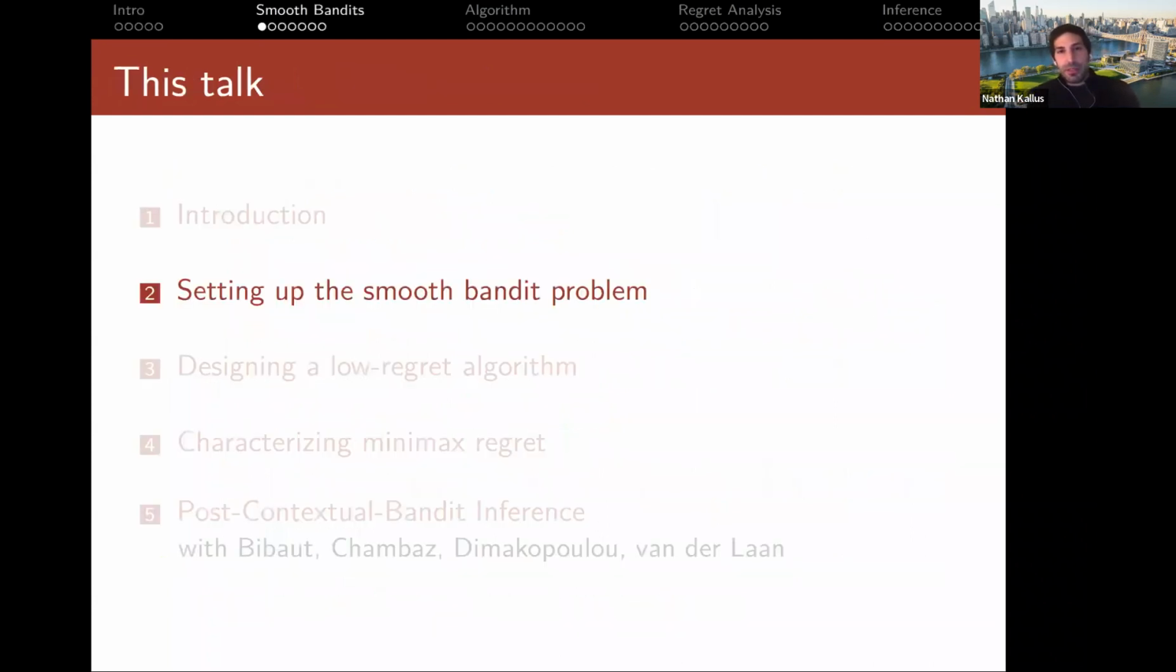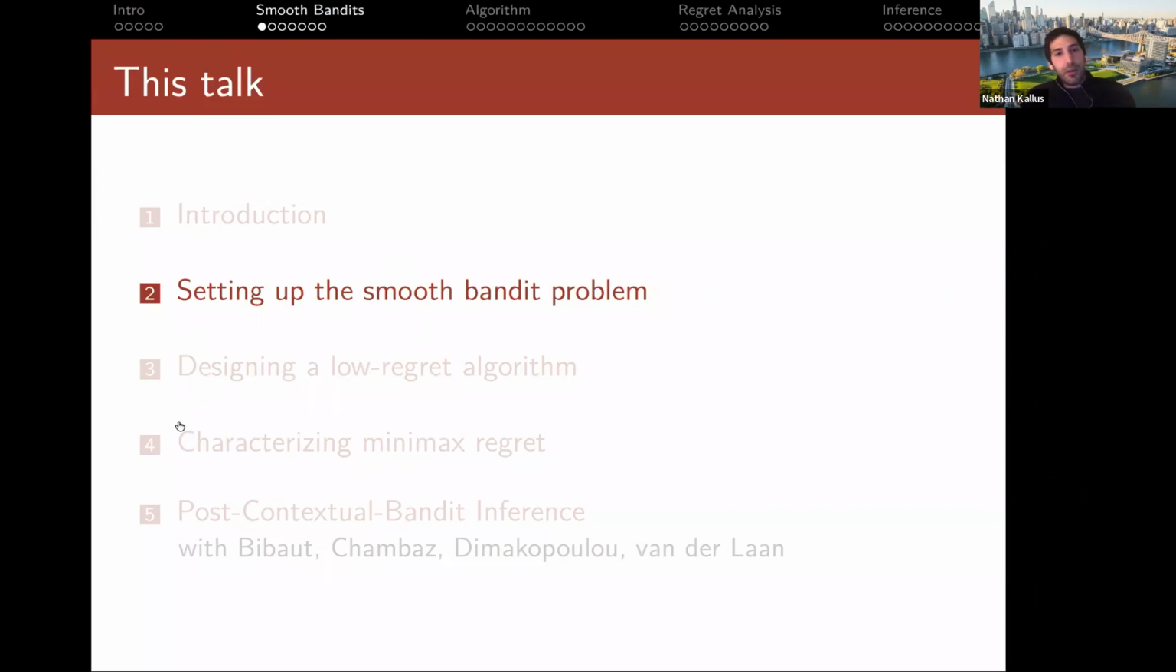So my plan is going to be as follows. I'm going to first set up what is this bandit problem that's in between. That's going to be our smooth bandit problem. And then we're going to talk about, well, how should we design an algorithm that should have low regret in this setting? So here in part 2, I'm essentially going to describe the algorithm that we're going to tackle.